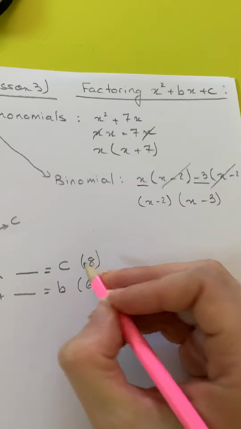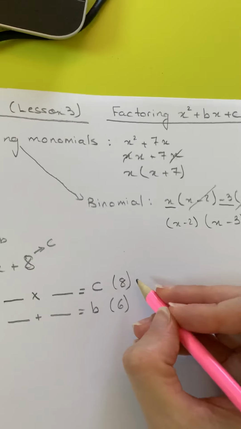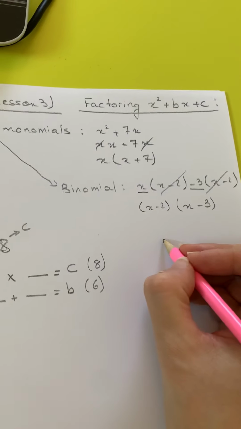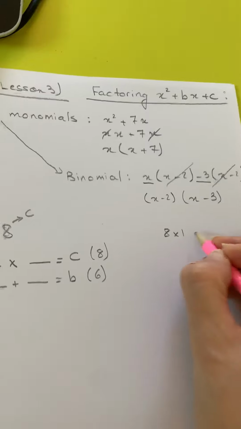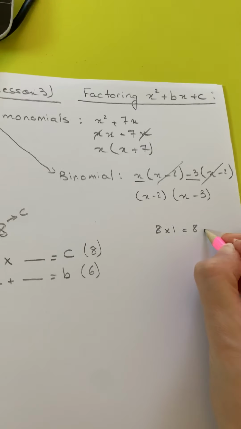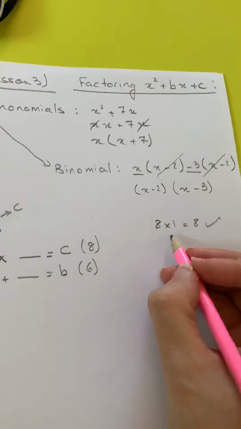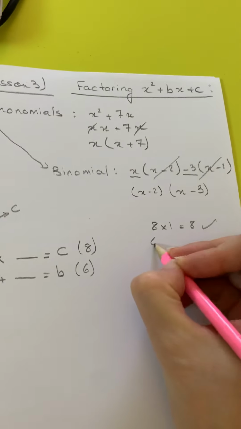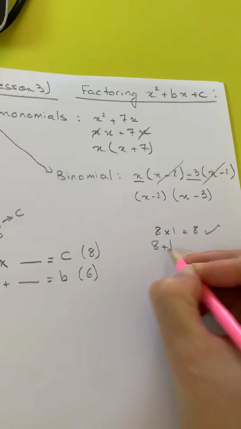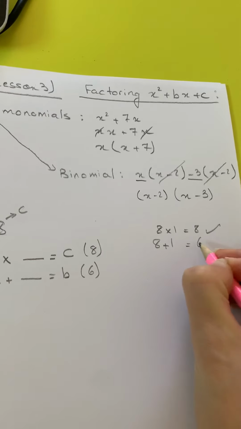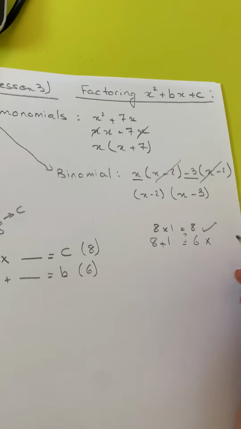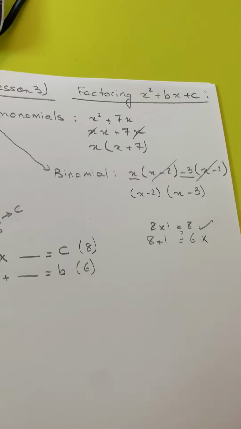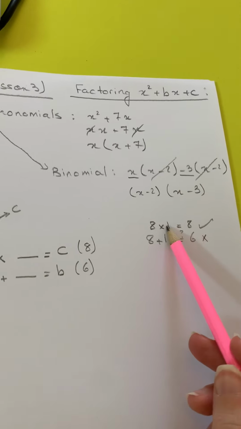So let's try to find these two numbers. What times what will give me 8? Maybe you think 8 times 1. 8 times 1 is 8, which is correct. Now let us check the other one. 8 plus 1. Is 8 plus 1 equal to 6? No, it's not. So the numbers I'm looking for are not 8 and 1.